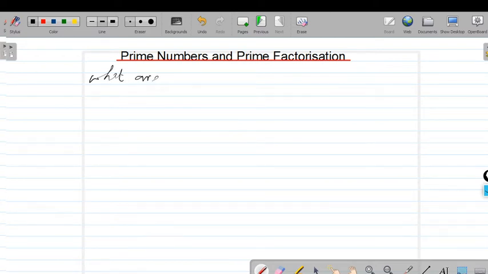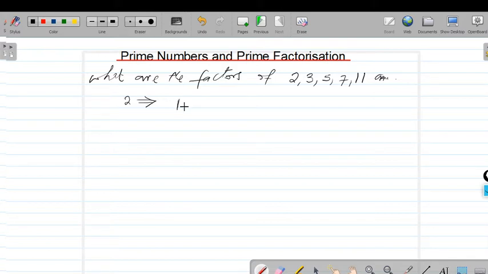What are the factors of this number? 2, 3, 5, 7, 11, maybe, and so on and so forth? Now look at this number. When we talk about 2, the factors of 2 are only 1. 1 can divide 2 and 2 can divide 2. There is no other number that can divide 2.